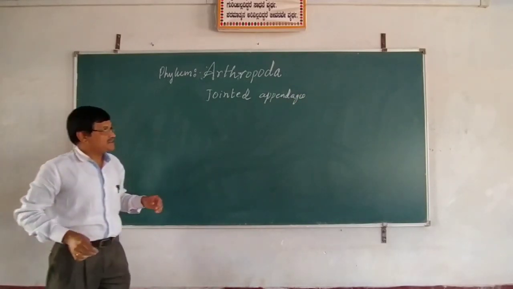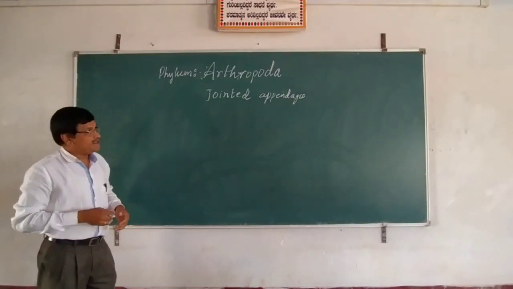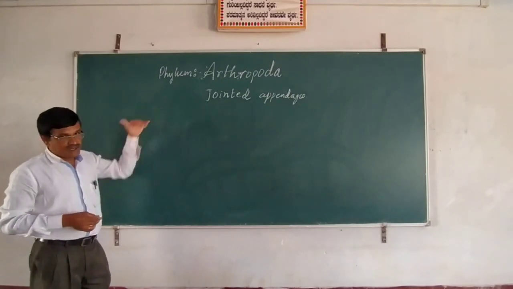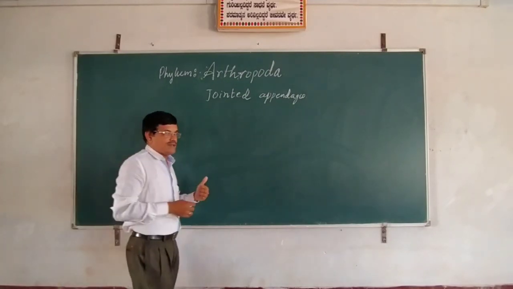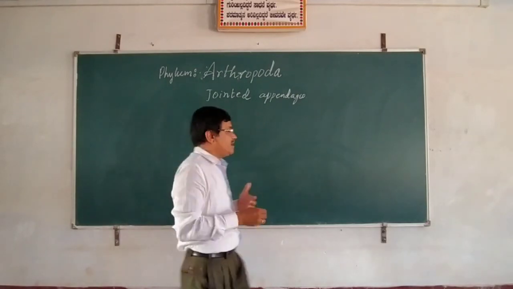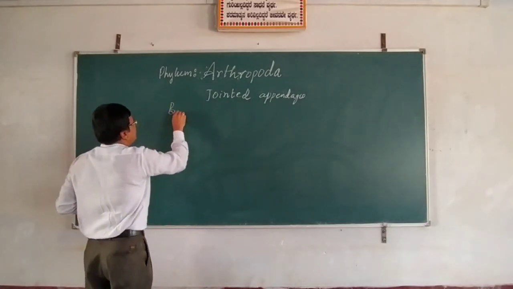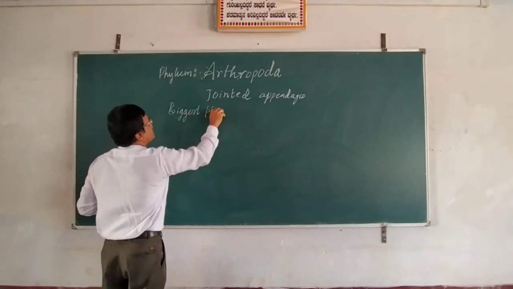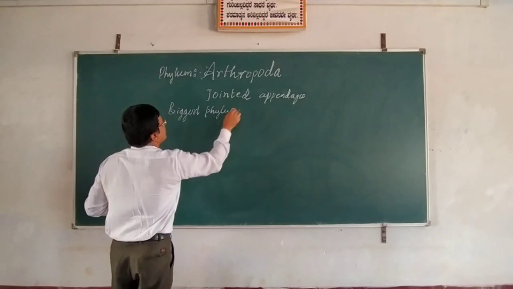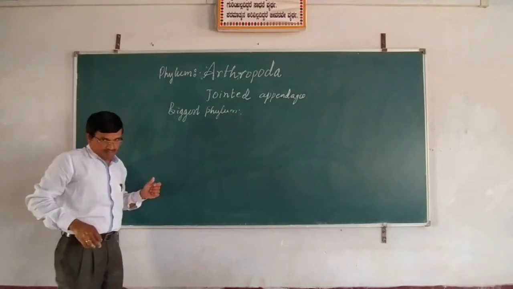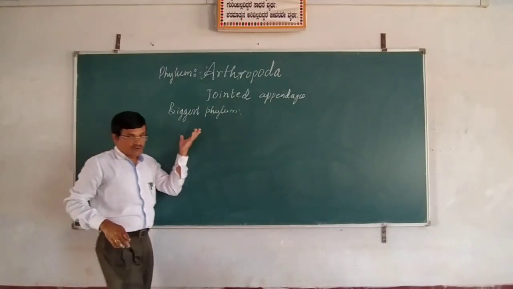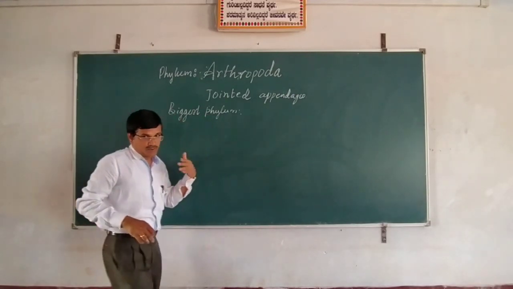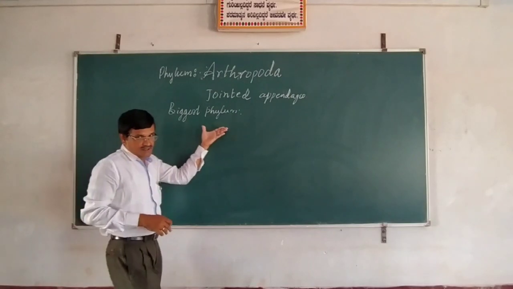Jointed appendages. Animals with jointed appendages are known as arthropods. This phylum is the biggest phylum in the animal kingdom. It includes more than lakhs of species.